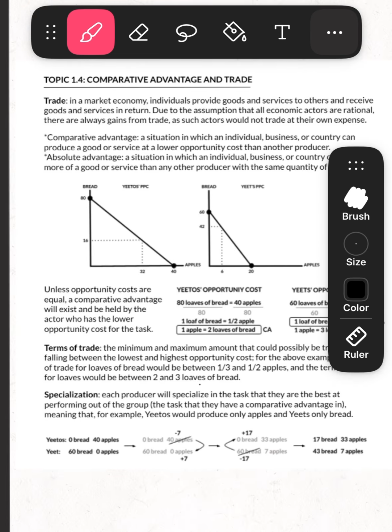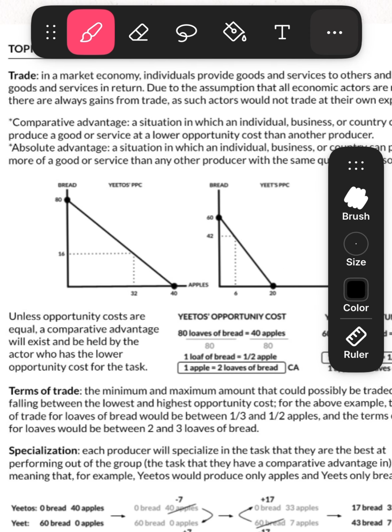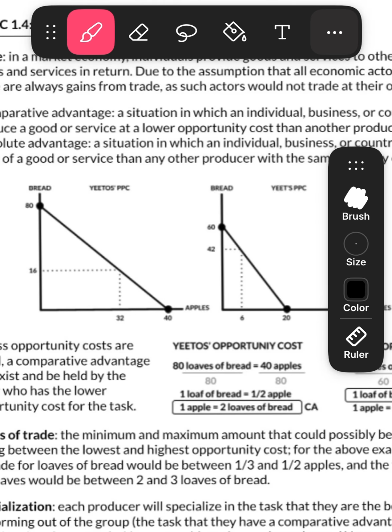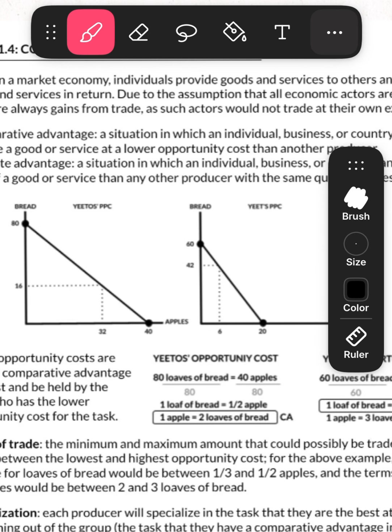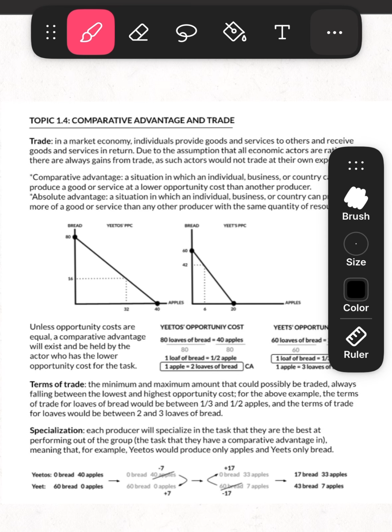an absolute advantage, which basically means that he can produce more of both the goods seen on the PPF over Yeats. He has an absolute advantage in bread because he can produce 80, while Yeats can only at his maximum produce 60, and an absolute advantage in apples because at his maximum he can produce 40, while Yeats can only produce 20. However, just because he has an absolute advantage does not mean that he won't benefit from trade.